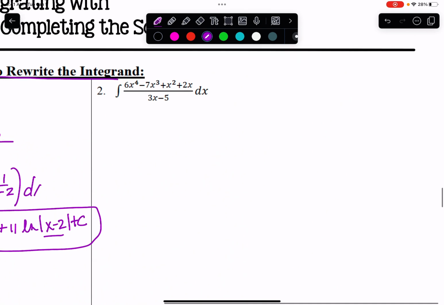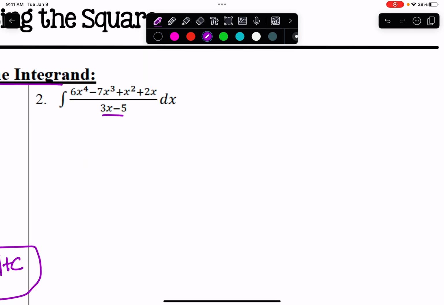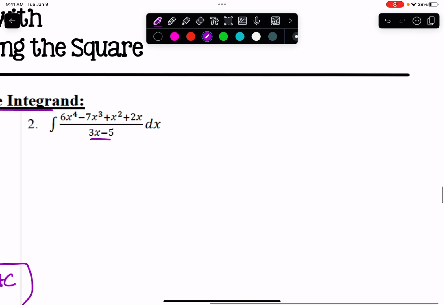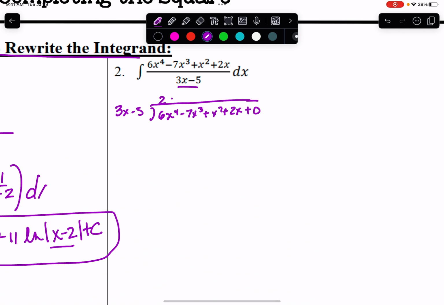Not so bad. And let's see, this one, we could use 5/3 as our 0, but I think it might be easier to use substitution. I don't know. To divide, let's go here and divide, and then we can move to the right for our problem. So we have 3x minus 5 going into 6x to the 4th minus 7x cubed plus x squared plus 2x plus 0. All right, so the first one would be 2x cubed, right?